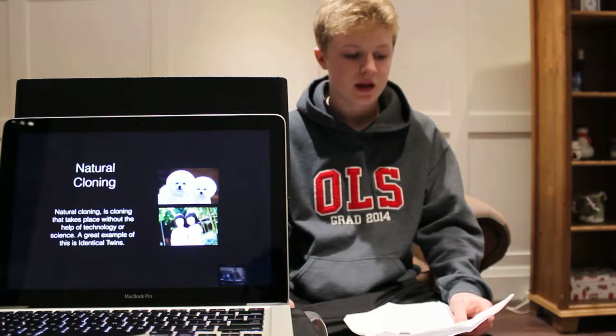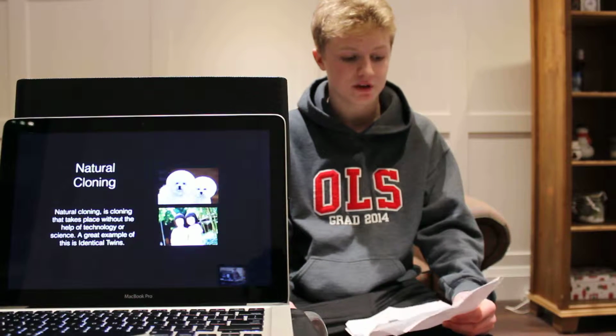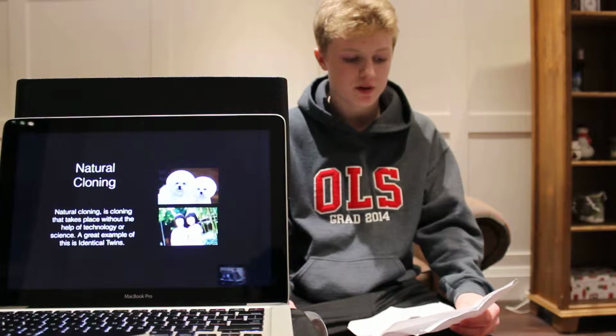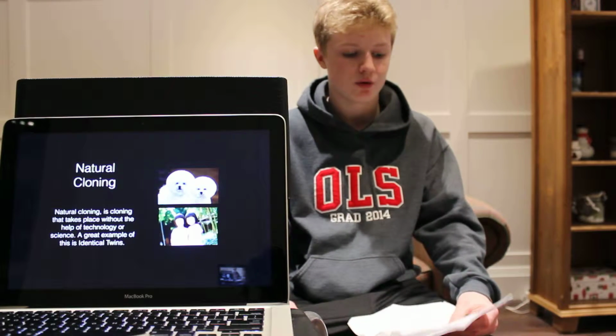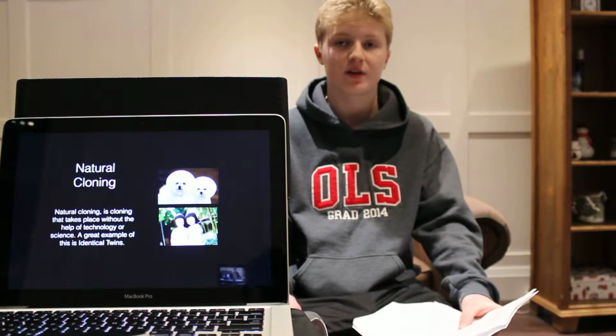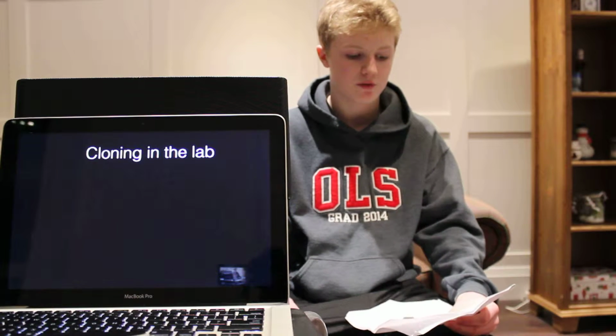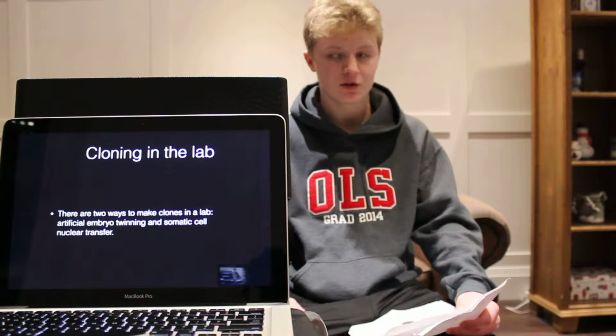Natural cloning. Natural cloning is cloning that takes place without the help of technology or science. A great example of this is identical twins. Identical twins are a great example of natural cloning because they're born naturally, but they also are clones that have the exact same set of DNA. So the only other way of cloning is to do it in a lab. There are two main ways to make clones in a lab: artificial embryo twinning and somatic cell nuclear transfer.